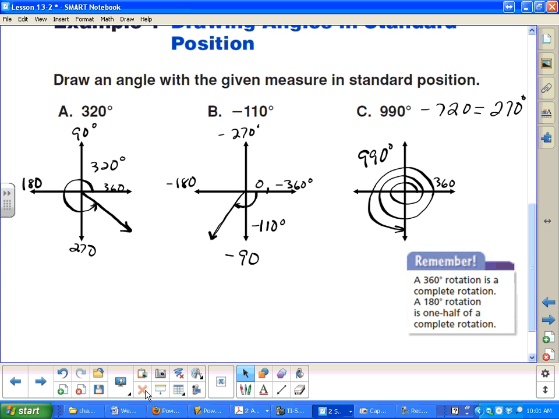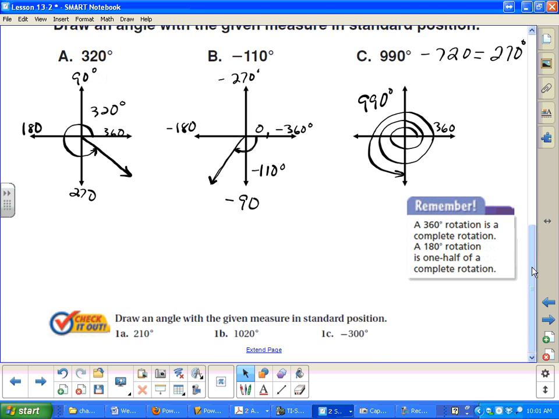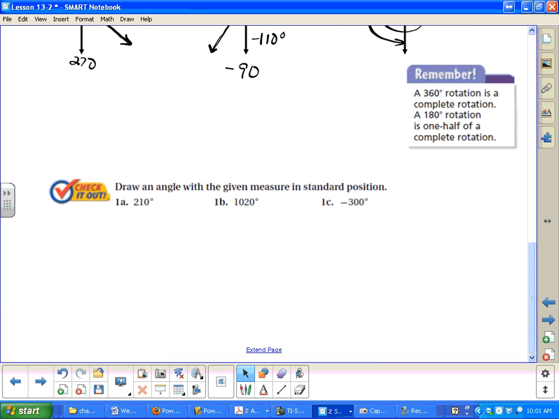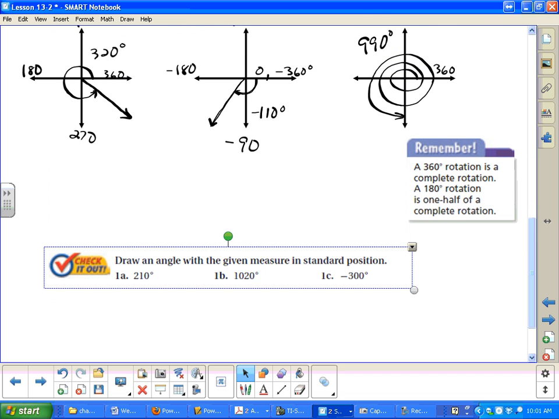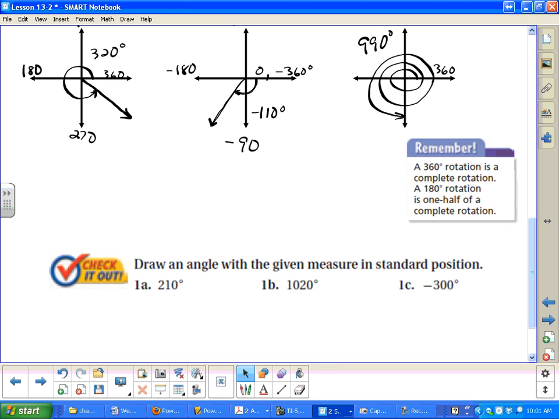So here's drawing angles. Why don't you take a couple minutes and draw these angles here: 210 degrees, 1020 degrees, and negative 300 degrees. Mr. Muskevich, if you would pause the video here, I will put the answers up so the students can see whether they've done them correctly or not.